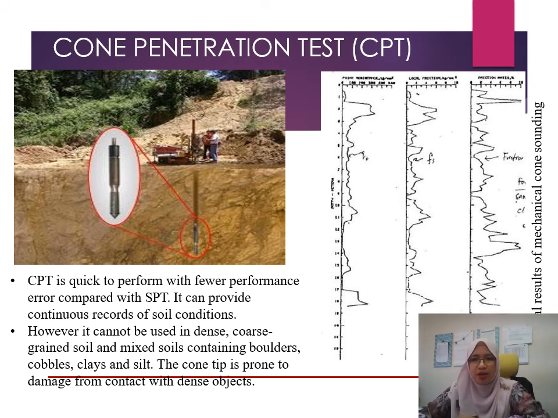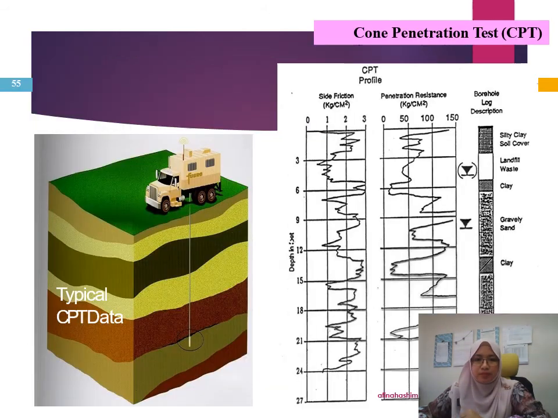So this testing is only suitable for cohesive soil, and not too dense soil, because the cone is prone to damage. From here we can see the CPT profile. This graph shows the depth and also the friction, the side friction, and also the penetration resistance of the soil.